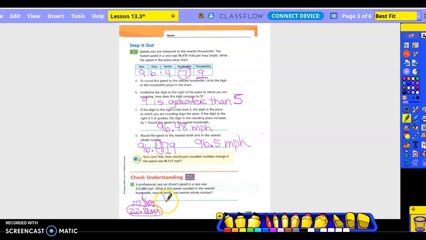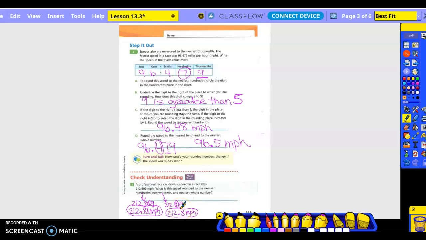Okay, let's do the nearest tenth. So 212.809. What's in the tenth spot? The 8. So I underline the 0, right? Rewrite everything in front of the circle. So 212 decimal, is that 8 going to stay the same or become a 9? Stay the same. And then miles per hour.